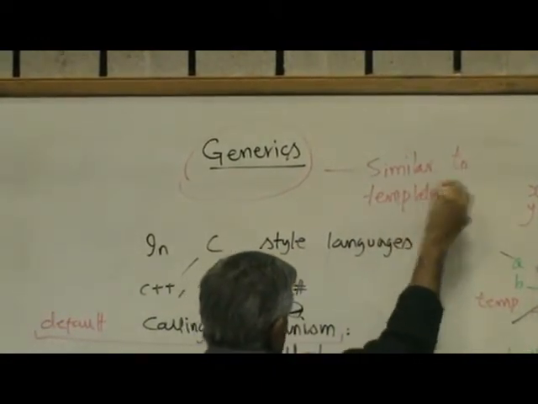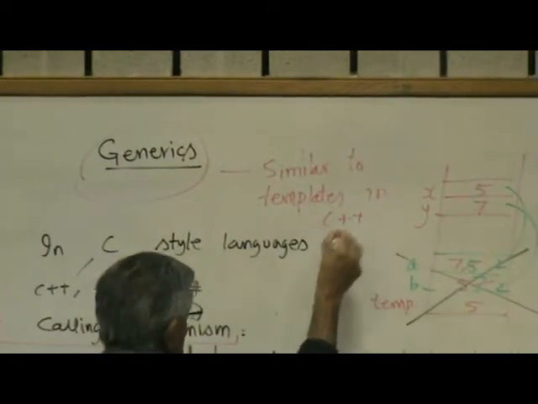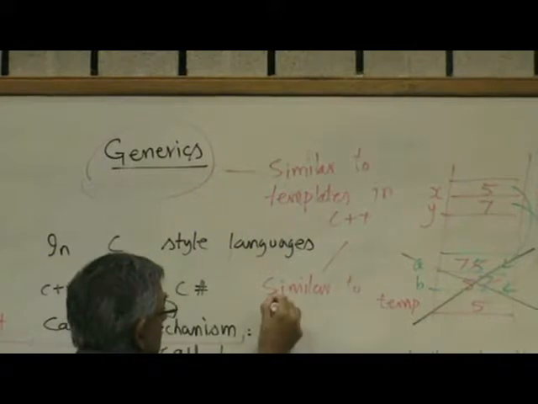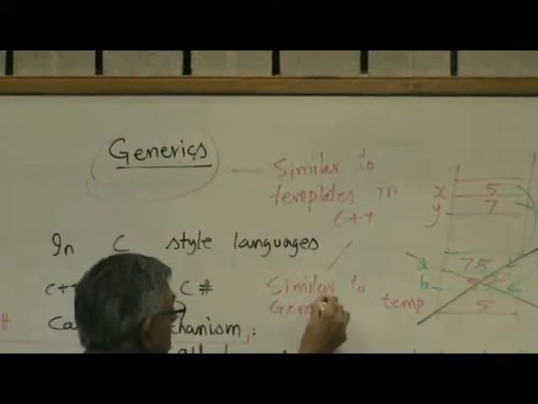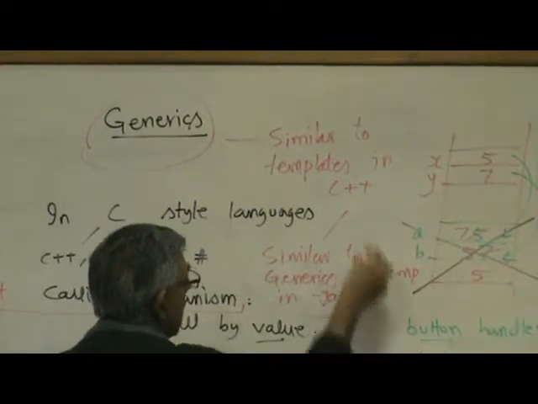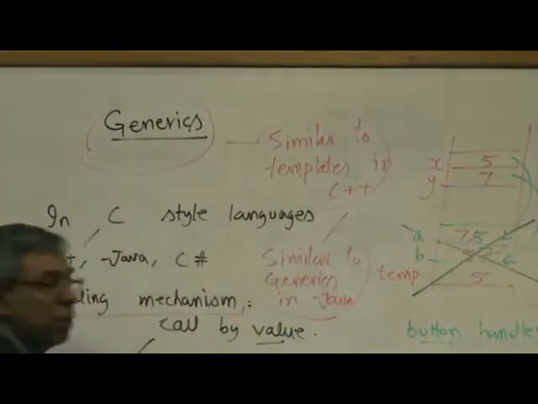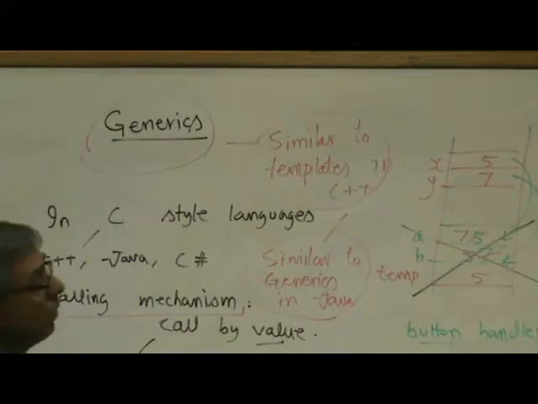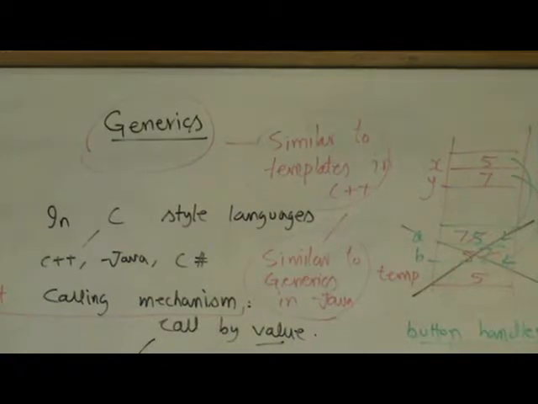templates in C++ and similar to generics in Java. However, in my opinion, the C# generics are a lot more powerful than Java and C++, as I will demonstrate to you. So how do we write a function which is totally flexible in terms of the data type for the parameters? This is what we do.